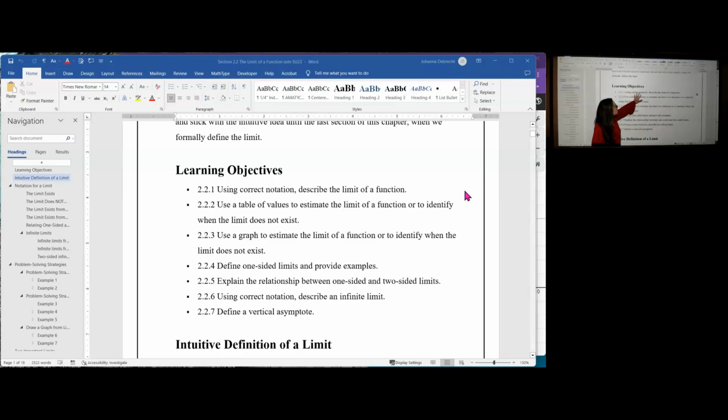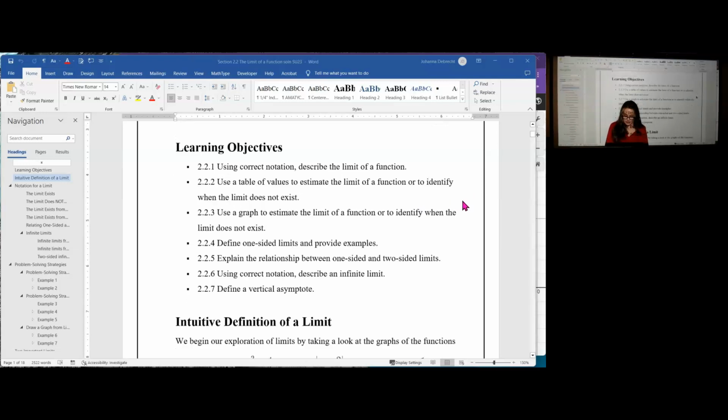We're going to describe the notation used to indicate a limit. We're going to use tables of values to estimate the limit of a function or identify when it does not exist. And then we'll use a graph of a function to also estimate the limit or identify when it does not exist. As part of this work, we're going to have to define what we mean by a one-sided limit and a two-sided limit. And we'll look at multiple examples. Finally, we'll describe what we mean by an infinite limit, and in doing so, we'll be talking about vertical asymptotes.